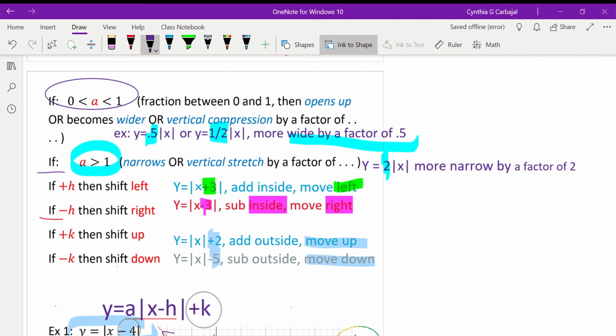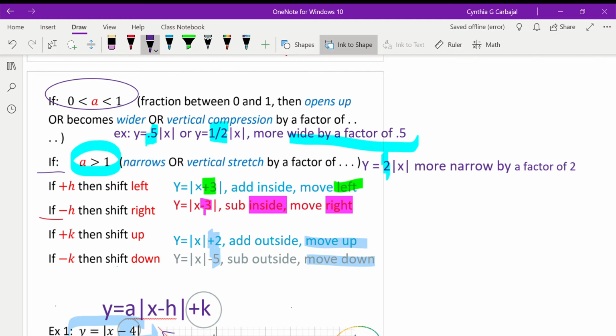Think of vertical compression as if you're squishing a gum vertically, so you're pushing it down. If you push a gum down, it would actually get wider, right? Or like fatter. So that's something to help you remember that wider means vertical compression.